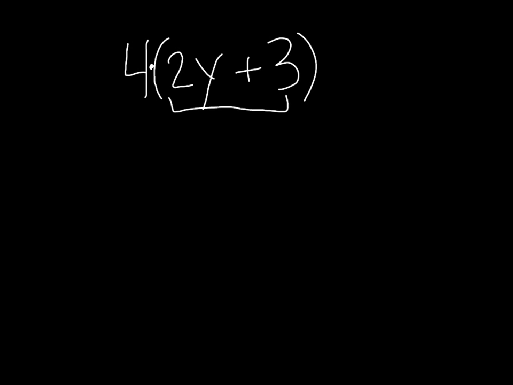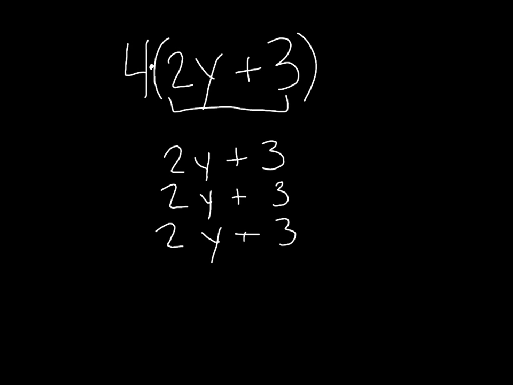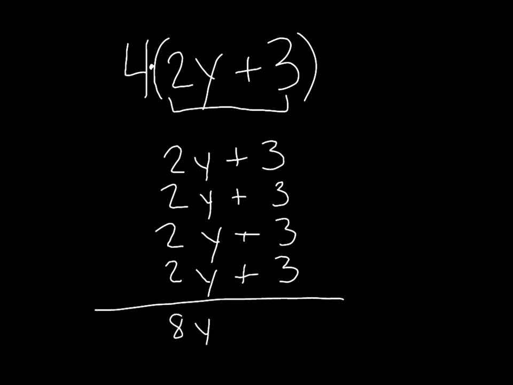So one way you can think about this is we're taking 4 groups of 2y plus 3. So we would have 2y plus 3 and another 2y plus 3 and another 2y plus 3 and a fourth 2y plus 3. And then if we look at how many 2y's and how many 3's we have all together, that would end up being 2, 4, 6, 8y plus 3, 6, 9, 12 regular numbers. So we have 8y plus 12 would be our answer to the top problem there if we simplified it.